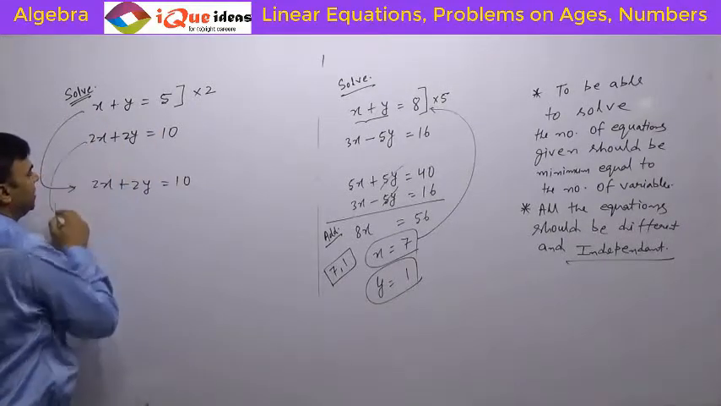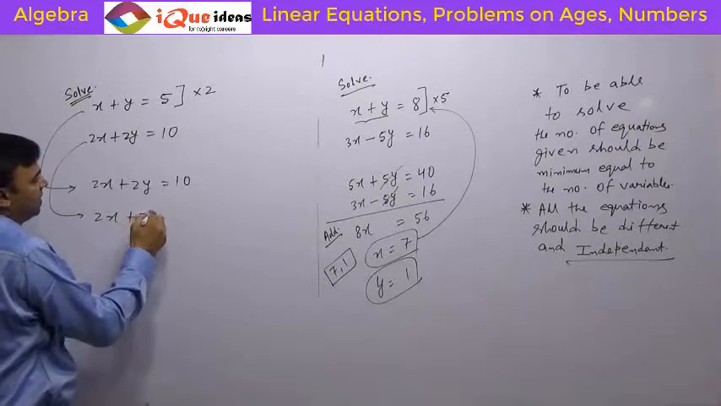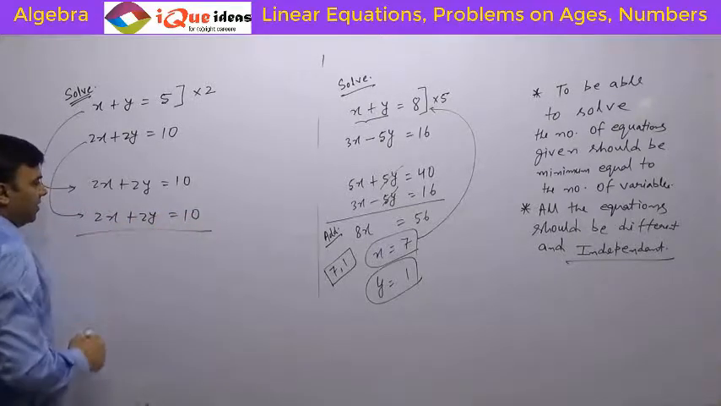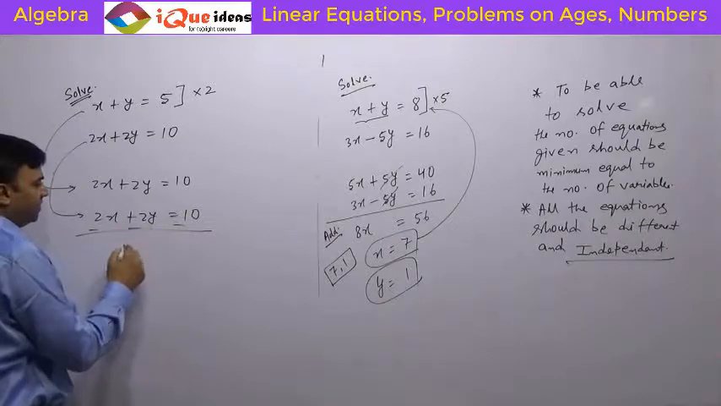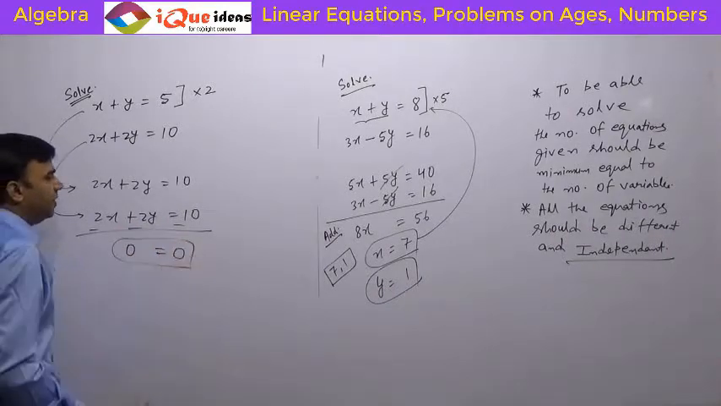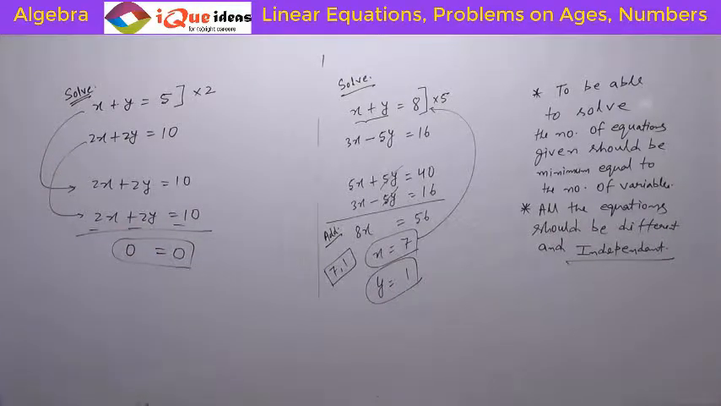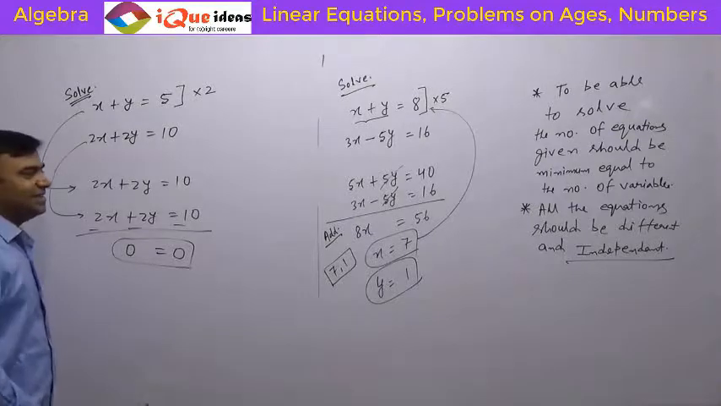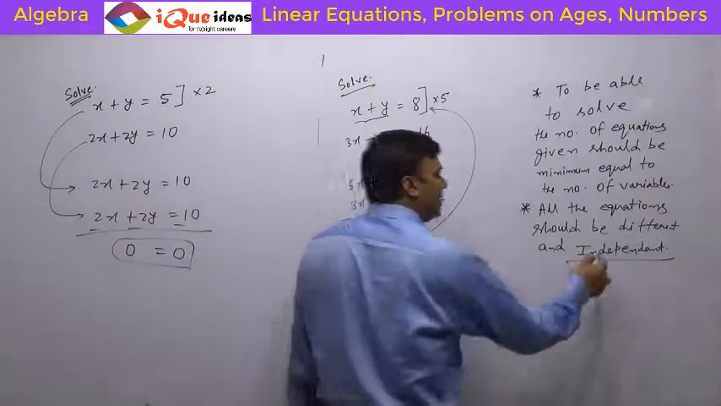And the second equation is also the same, 2x plus 2y equal to 10. So if I add, there will be no difference. If I subtract, it will become 0 equal to 0. Now what will happen here? What does this mean? This actually means that the equations are not independent.